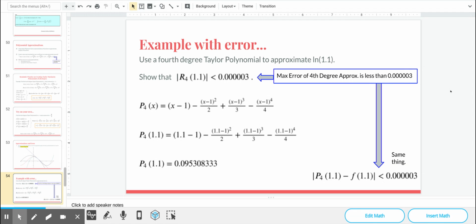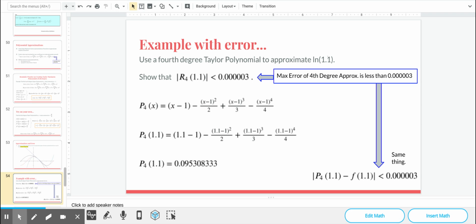Okay, so the first thing we'd have to do, if we were starting completely from scratch, which we won't just for time's sake, is construct the fourth degree Taylor polynomial. We already did that in the first example, so we're ahead of the game here, but you might have to do all this in one. So, fourth degree Taylor polynomial for a natural log, here we go. We already found that.